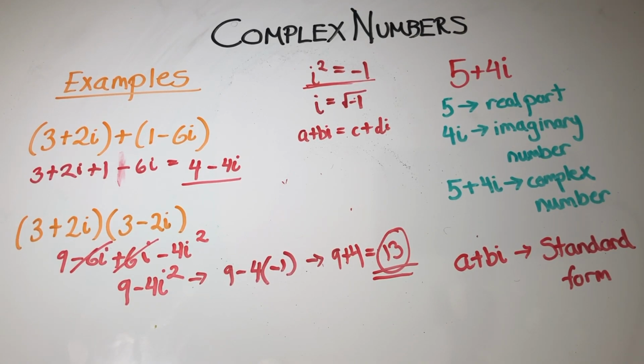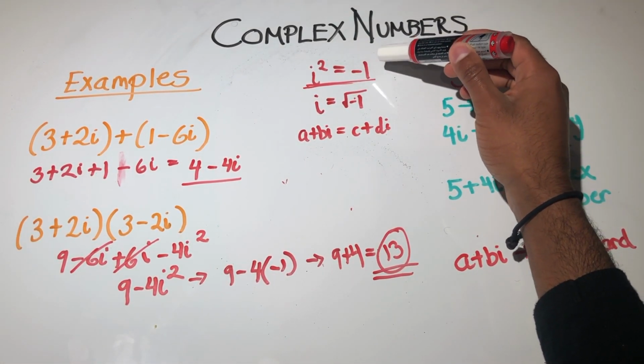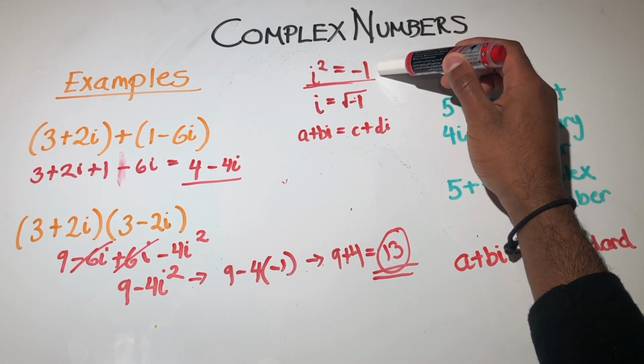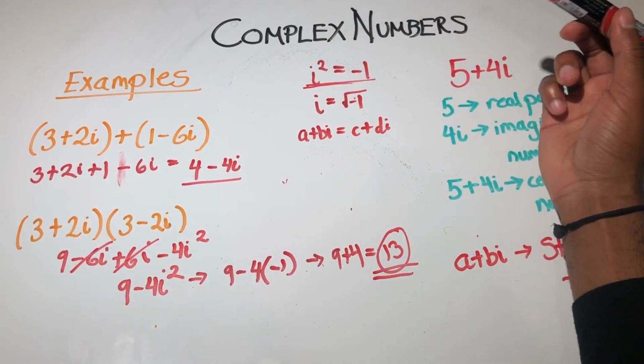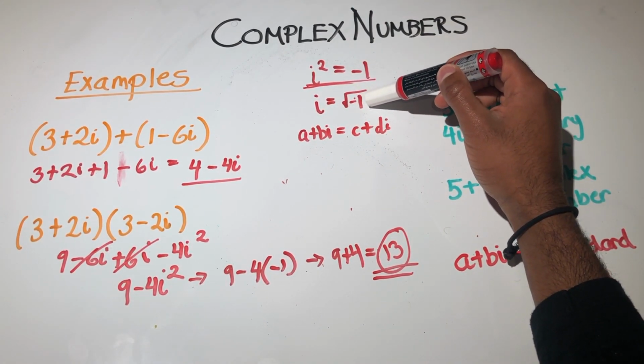I'm going to do some more examples in the next video, but in this video I just wanted to introduce what a complex number is. It's used in a variety of applications, for instance in engineering, in electricity, in magnetism, and I'm sure in a lot more applications, but first, this is what it is. There isn't really much to it. As long as you know that i squared is equal to -1, and that i, which is the imaginary unit, is equal to √-1.